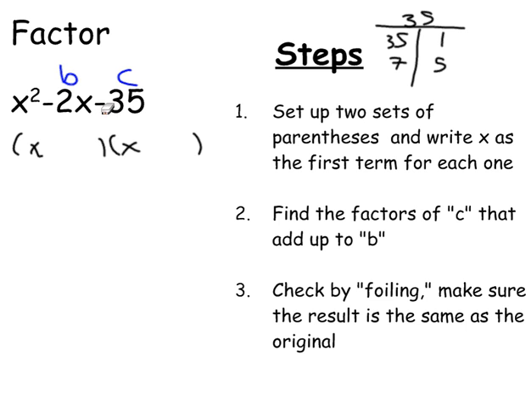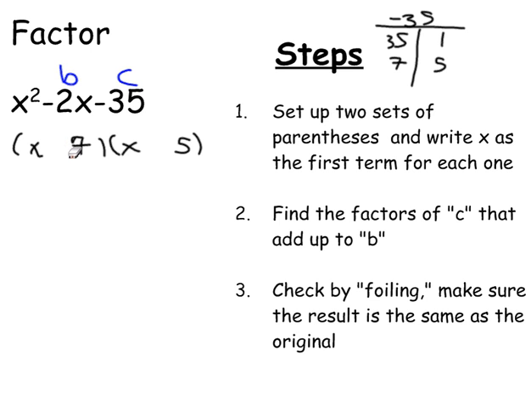But this is a negative 35. And I know that the only way that these numbers could multiply to give me a negative is if one of them is negative. So I'm going to put 7 and 5 here, because I know I'm going to use 7 and 5. One of them has to be negative, though, because they have to multiply to negative 35. But which one do I make negative? It does matter which one you make negative. That absolutely matters.